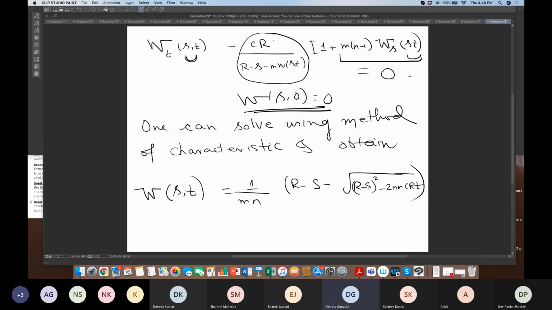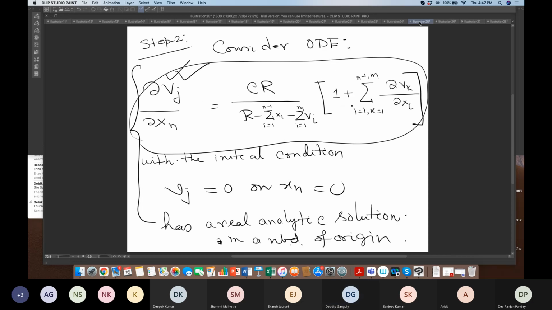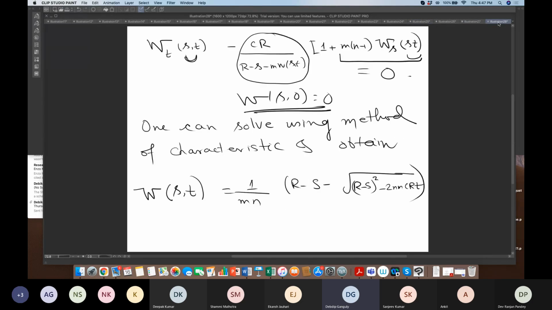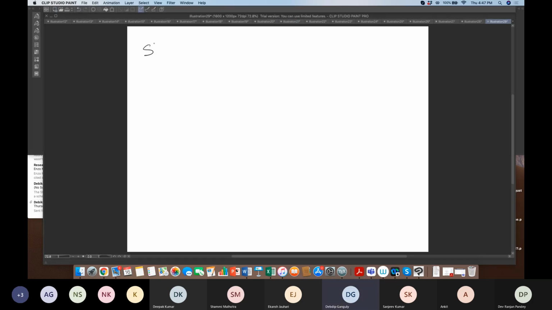Dz by dt will be this, cr by r minus m into n s of t. If you check, you will get this. So you have a solution to this V, which is V0 is 0. From here you will get V0 is 0 and all those things. Okay, so step 2 is proved. Now the final step. Step 3.